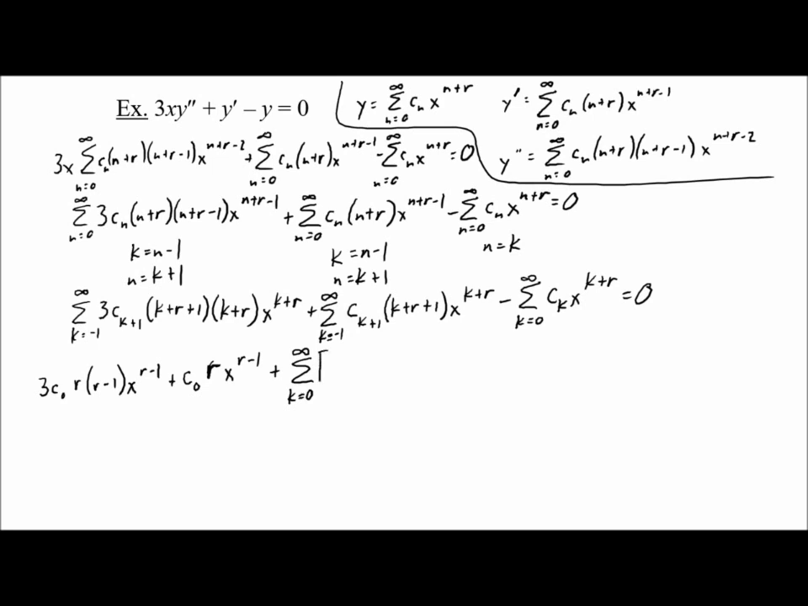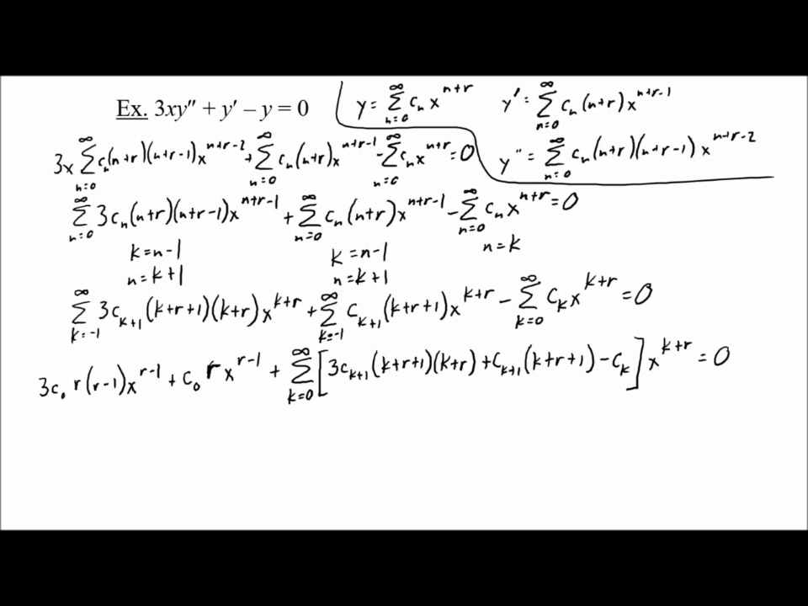So now I can put them all together, and again, just like last time, grouping them all. Each term is x to the k plus r, so I'm going to factor that out. And the coefficients are 3 c_{k+1} times (k plus r plus 1) times (k plus r), plus c_{k+1} times (k plus r plus 1), minus c_k, and that whole coefficient is multiplied by x to the k plus r, and all that's 0. Okay.